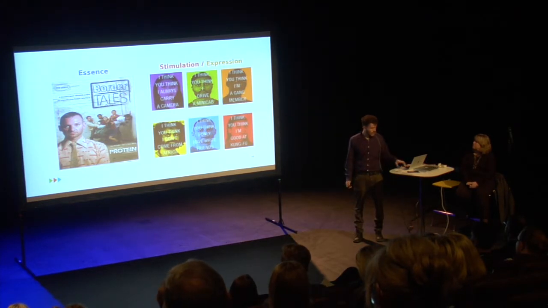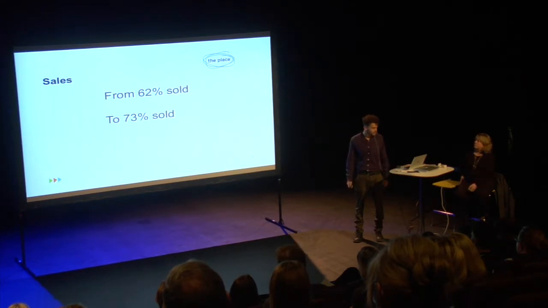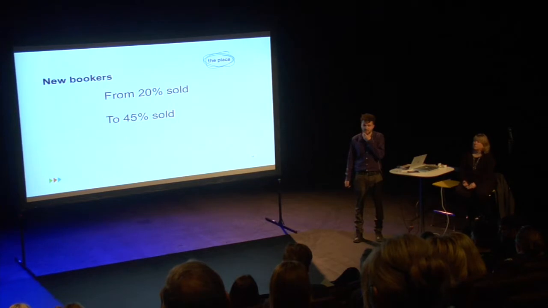So it had an impact. They could track the impact through their box office because they used that culture segments tag tool that Joe mentioned. So in terms of sales, they went from typically 62% and this achieved 73%. This is really interesting. New bookers, typically they get 20% new bookers. This production got 45% new bookers.